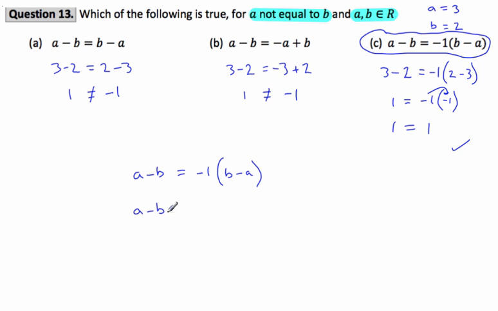Okay, so if we leave the left side alone, and now we use the distributive law to multiply minus 1 by B, that is minus B, and minus 1 times minus A is plus 1A, or plus A. And that's saying that A minus B is equal to minus B plus A, so we can write that as A minus B, and that is obviously true for all values of A not equal to B and A and B being real numbers.